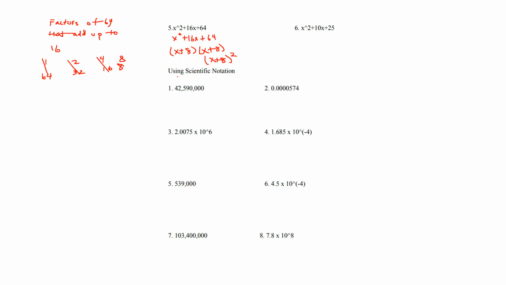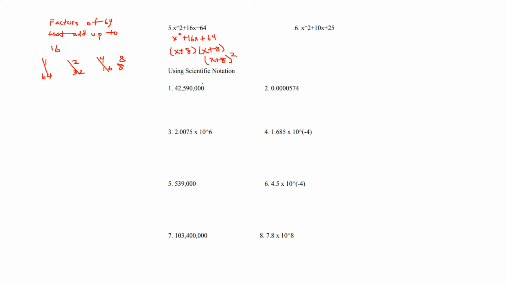Okay. The next portion is using scientific notation. Scientific notation is used when they're really big numbers or really small numbers, and you want to make it easier to work with. To do that, you need to make sure that there's only one number on the left side of the decimal, and you multiply that by 10 raised to the power of the number of decimal places that you moved.